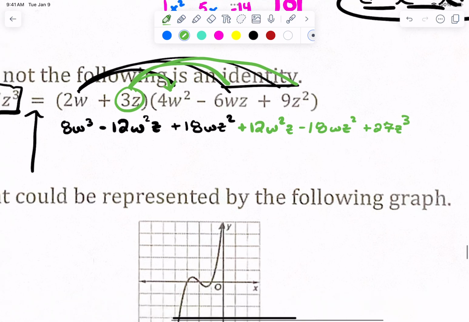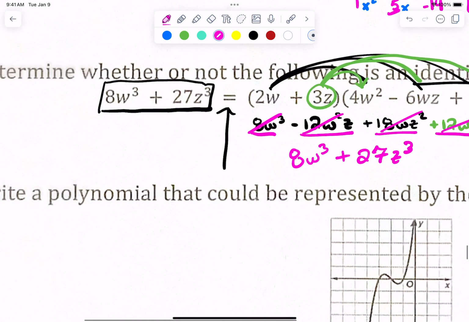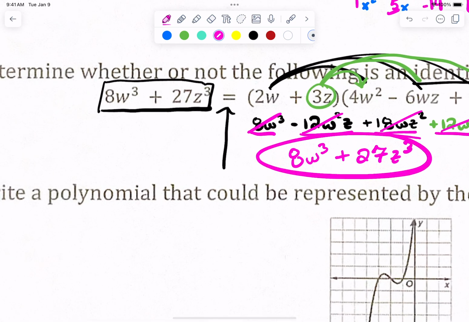So then they cancel, and most of it's gone. Okay, 8w to the third power doesn't go with anybody. Negative 12w squared z and plus 12w squared z cancel. 18wz squared minus 18wz squared cancel. And then plus 27z to the third power. Is that what we had? Yes. So what's the answer?